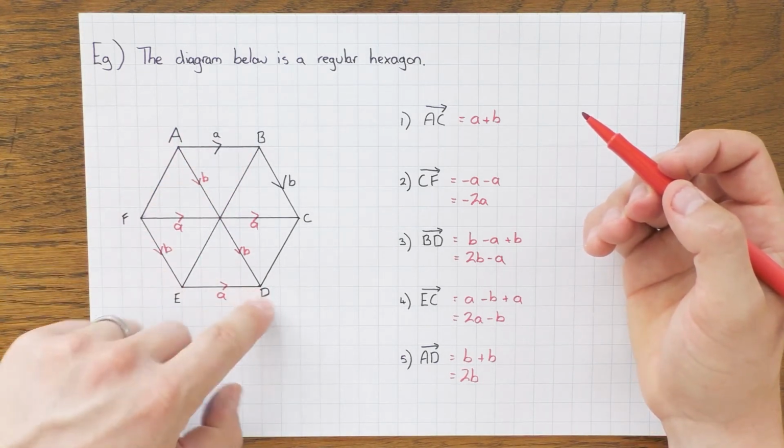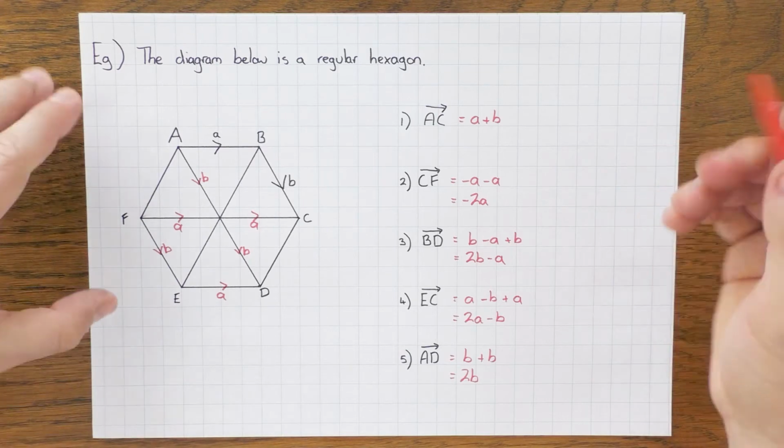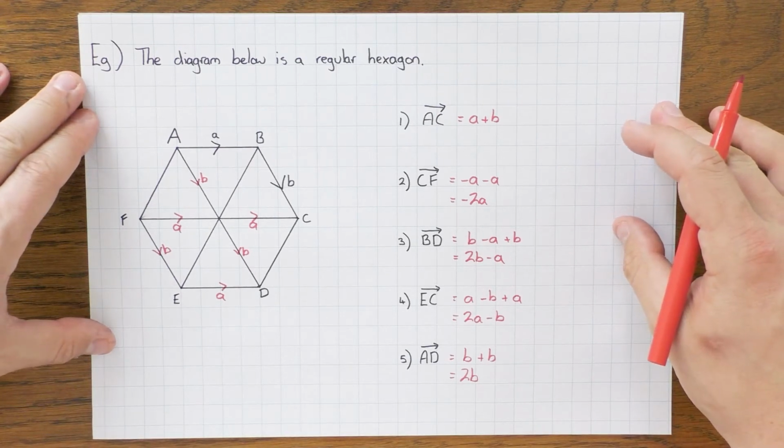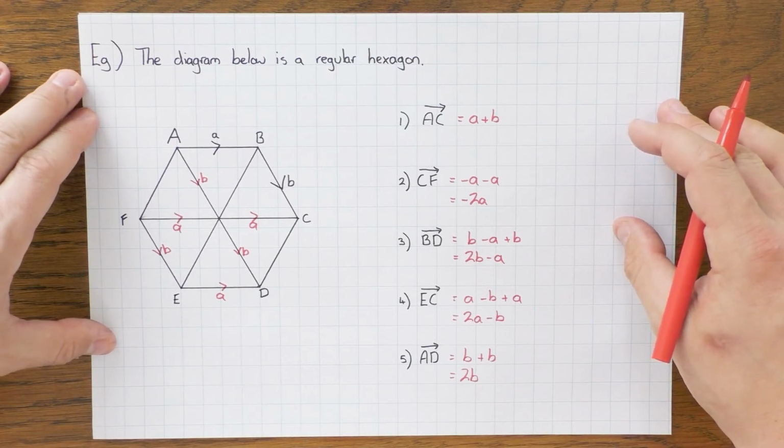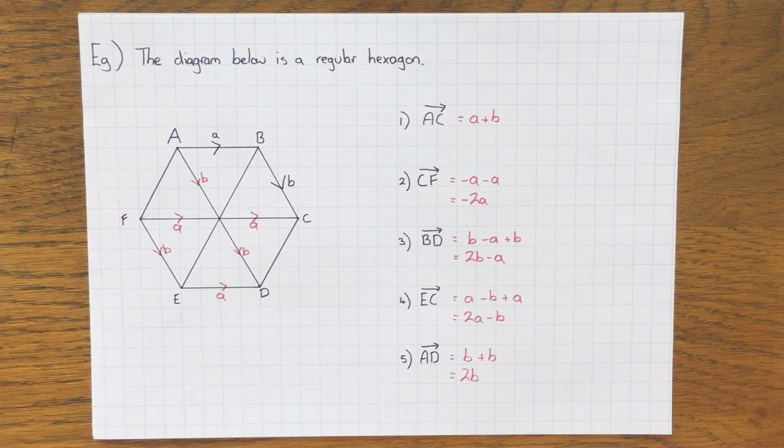Okay, so all you're doing to find the vectors is just going along the routes, just being careful that if you go in the opposite direction, you just make it a negative, and obviously you simplify your answers at the end. Okay, so that's that example. Let's have a look at some more.